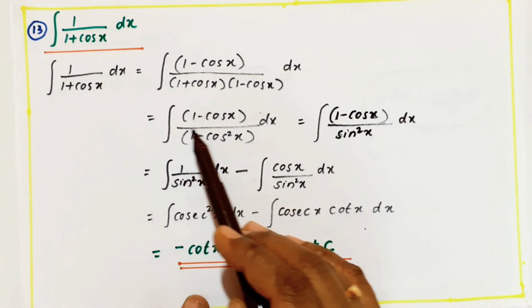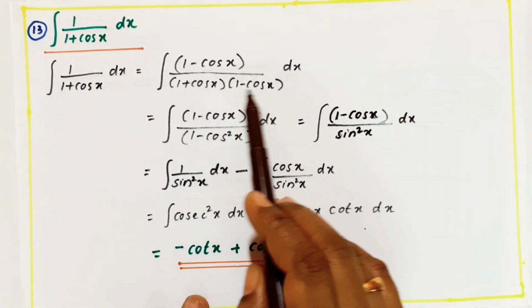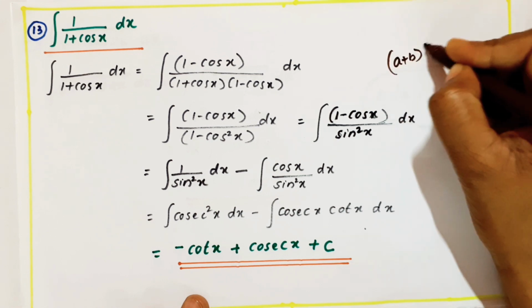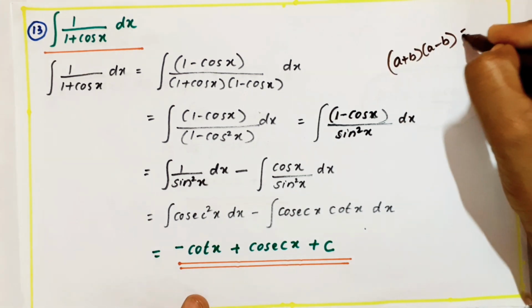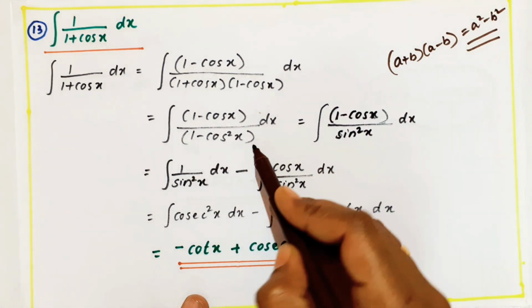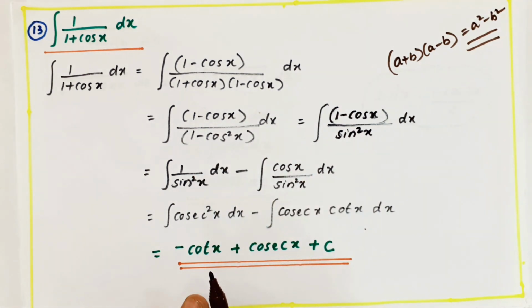So integral of 1 minus cos x by, this is in the form of a plus b into a minus b. What is a plus b into a minus b? A plus b into a minus b is nothing but a square minus b square. So it is 1 minus cos square x dx.